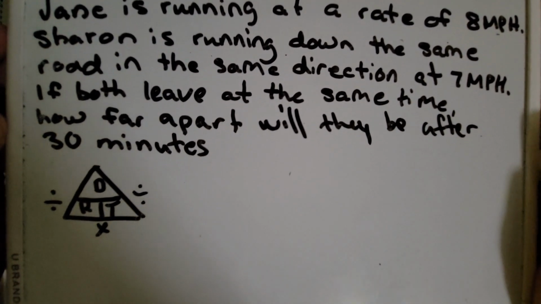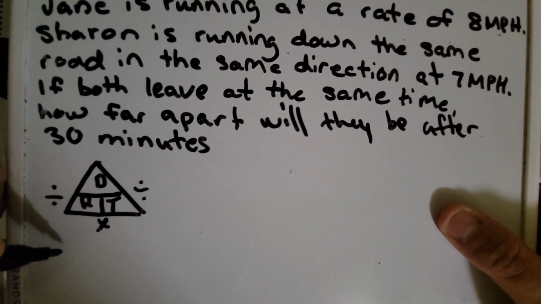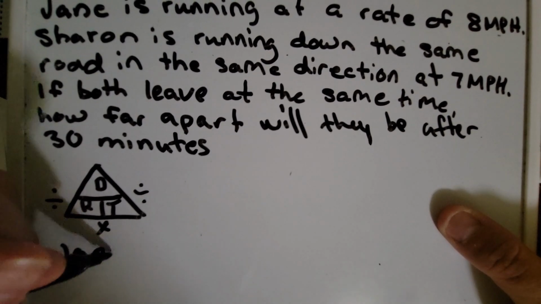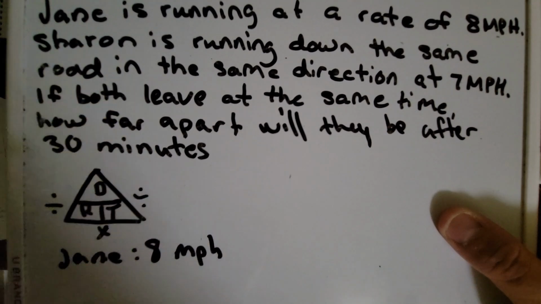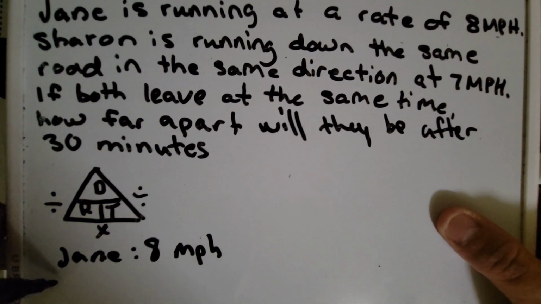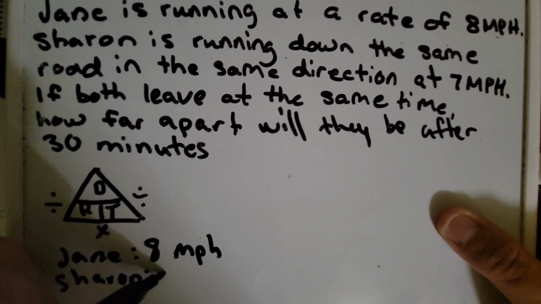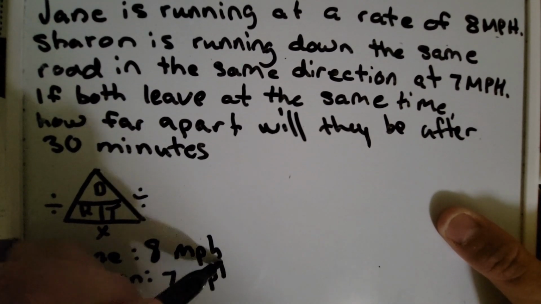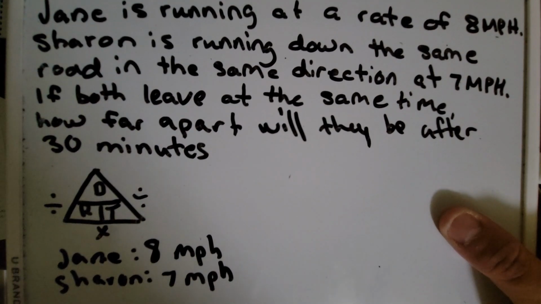So we know that Jane is going at 8 miles per hour. So let's put Jane, 8 miles per hour. We also know that Sharon is going 7 miles per hour. So as I told you guys, it's 8 miles per hour, 7 miles per hour, and 30 minutes. That's going to be the time. So we got the rate and the time. So we know that we're going to be using these two. We know it's going to be multiplication.